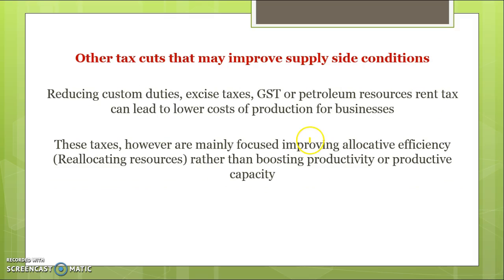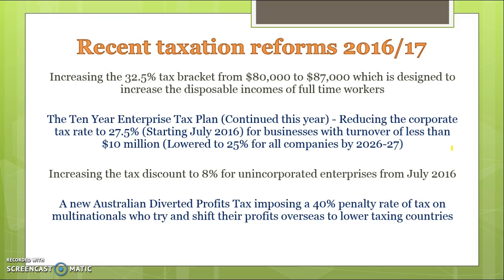Other tax cuts, things like customs duties, excise taxes, GST, they all affect firms' cost of production. But most of these taxes aren't really related that heavily to our aggregate supply. They're more about allocative efficiency and reallocating resources as opposed to tax cuts. Okay, we'll talk about some reforms from the last two budgets in the next video.